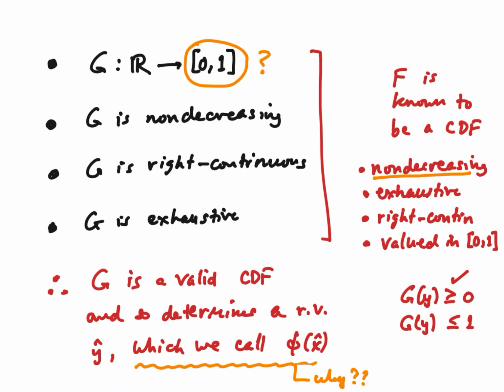And that proves that the range of g of y is fully contained in this interval. All values of g of y are fully contained in that interval. Okay? Now, we can also easily see that g is exhaustive. Because let's ask ourselves what happens as y increases.